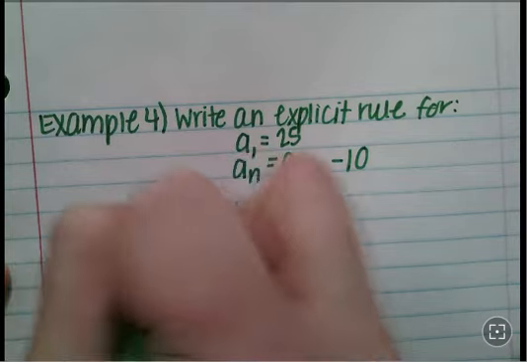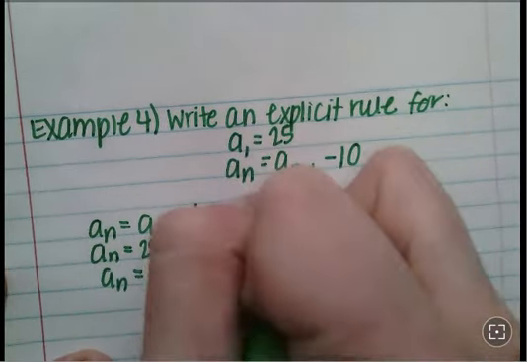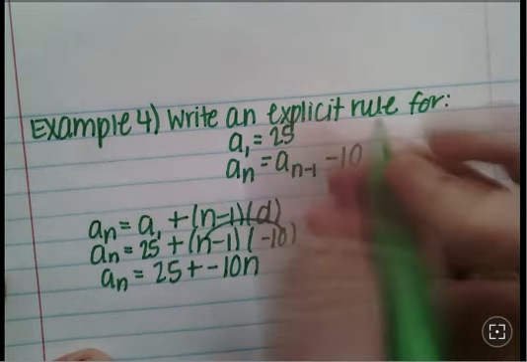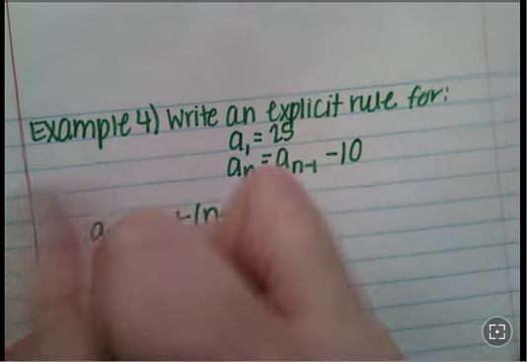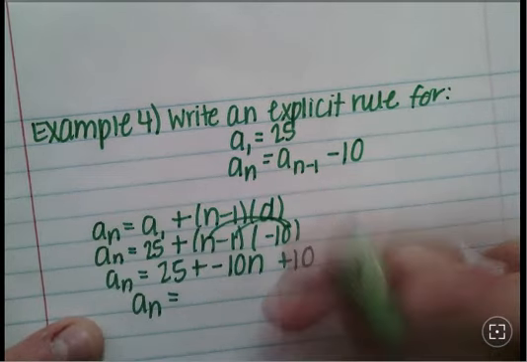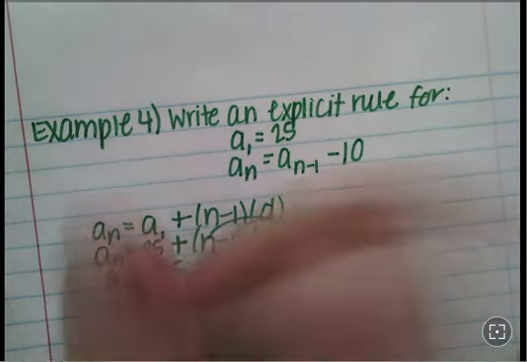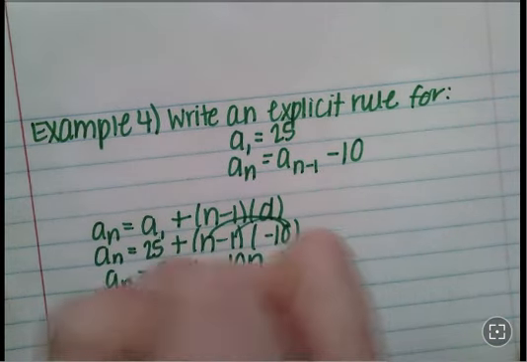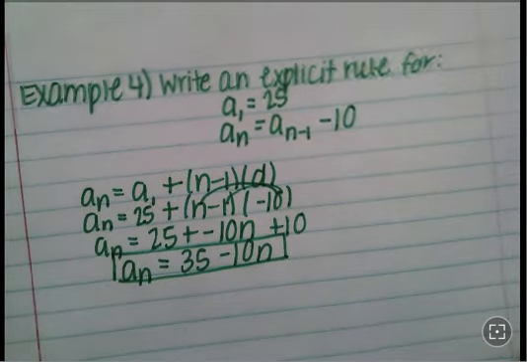So we have a sub n equals 25 plus negative 10 times n, which is negative 10n plus 10. And then we clean that up and we say a sub n equals 35 minus 10n. So that's just moving from one rule to the other. And similarly, we can go the other way as well.